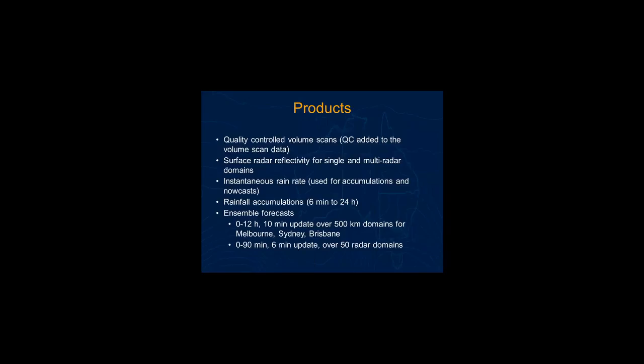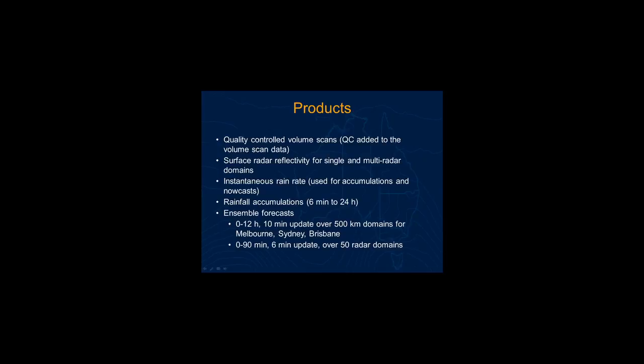So the products then is quality controlled radar data, the radar reflectivity. Then we convert that to an estimate of reflectivity on the ground, so we can convert that into rainfall. And then we have algorithms to convert radar observation into rain rates. And then we do the accumulations and then once we have the accumulations, we can then do the forecasts.